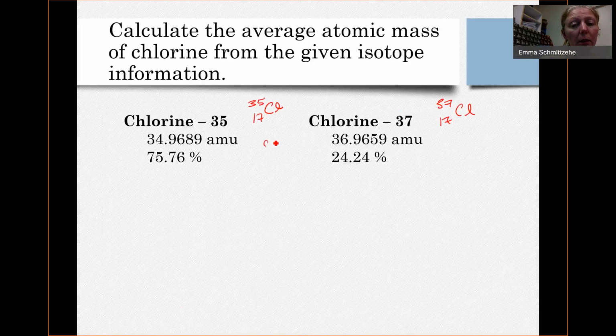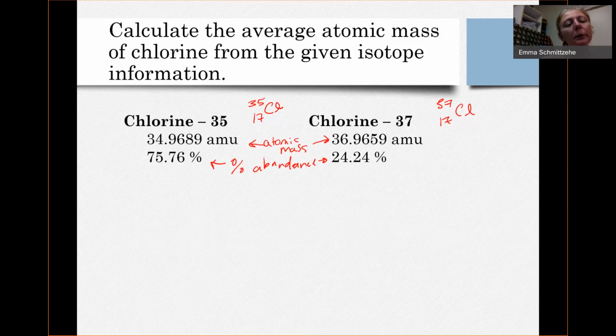So we have the atomic mass of each isotope. For chlorine 35, it's 34.9689, and for chlorine 37, it's 36.9659 AMUs for each of them. Sorry, I should not drop that unit. Don't ever drop units. They're very important. And then we have the percent abundance of each of these. The percent abundance of chlorine 35 is 75.76%, and chlorine 37 has a percent abundance of 24.24%.